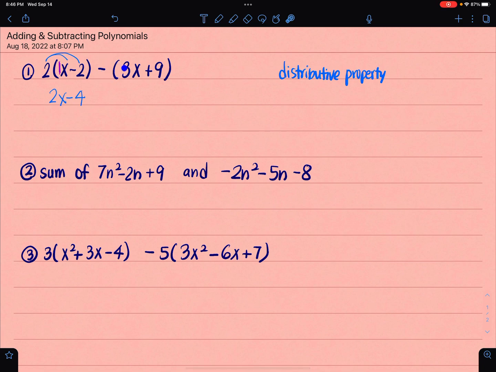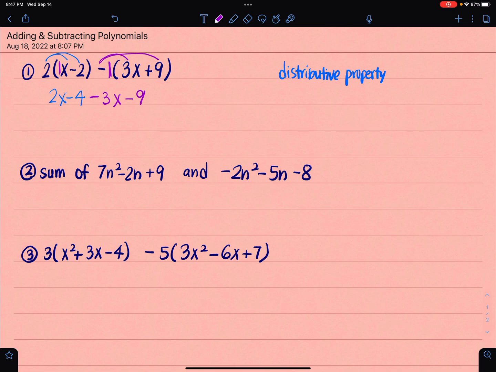Same thing here. So what number is hiding? So once again, if you don't see a number, there's an invisible 1. And so in this case, there's a negative 1 in front of the parentheses. So we're going to distribute negative 1 times 3x is negative 3x. Negative 1 times positive 9 is negative 9.